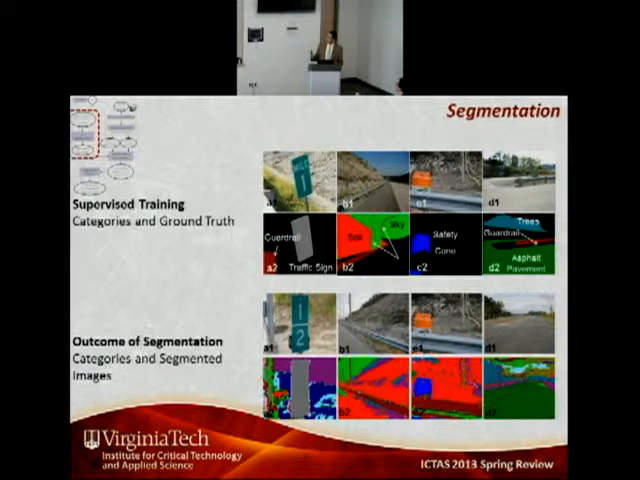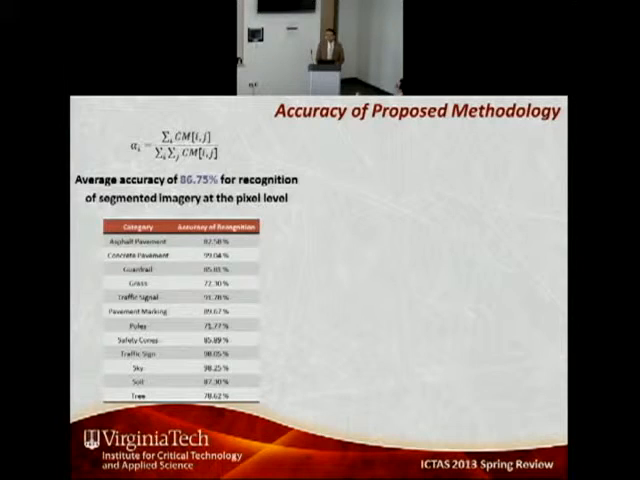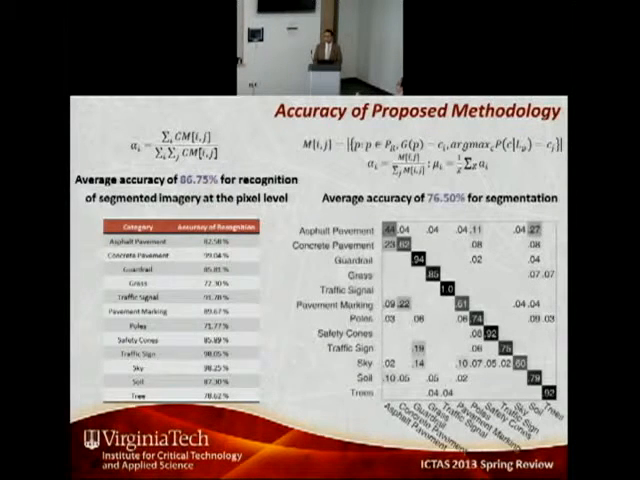The same holds for the other categories of assets, including guardrails, traffic lights, safety cones, and asphalt pavements. To measure accuracy for the segmentation, we define two types of measurement: accuracy of the recognition and accuracy of the segmentation. The average accuracy of recognition is more than 85% at the pixel level. And for accuracy of the segmentation, we define the confusion matrix, which is a common way in computer vision and computer science for measuring accuracy.